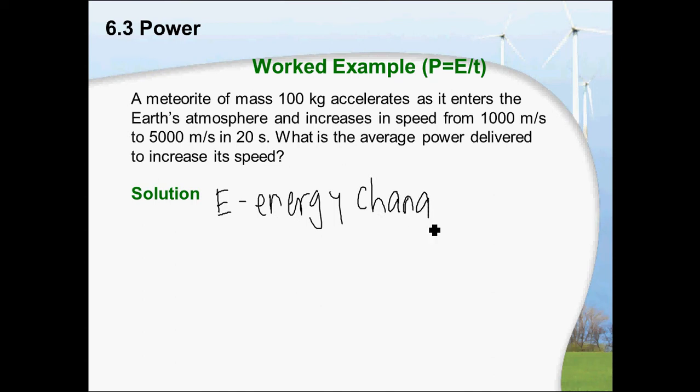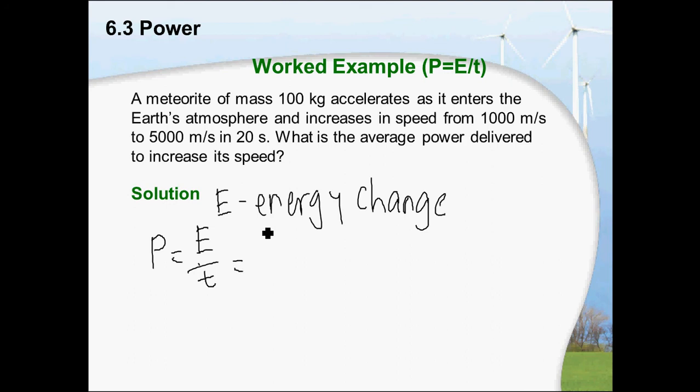Alright. So in this question, it says that a meteorite of mass 100 kg accelerates as it enters the Earth's atmosphere and increases in speed from 1,000 meters per second to 5,000 meters per second in 20 seconds. What's the average power delivered to increase its speed? So there is an increase in kinetic energy because the speed increases. So because there's an increase in kinetic energy, that means that there is an energy change. There's a gain in KE. So that's why we use this formula, P equal to E over T.